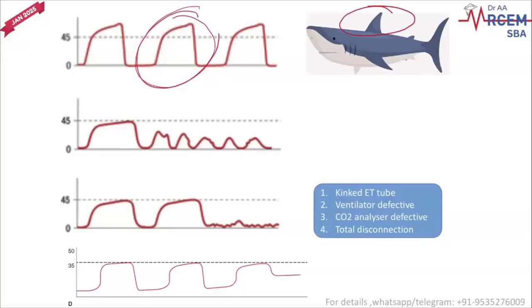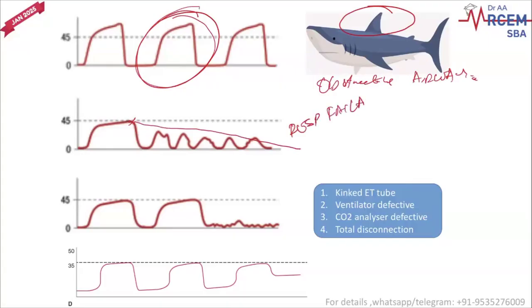If it appears like a shark fin, this is the shark fin I'm talking about, then you're thinking of an obstructive airway disease. Here you can see it gradually deteriorating and going down. This is nothing but respiratory failure.